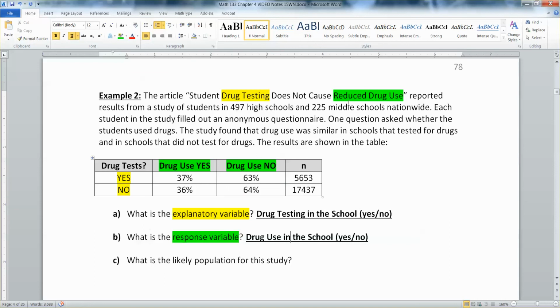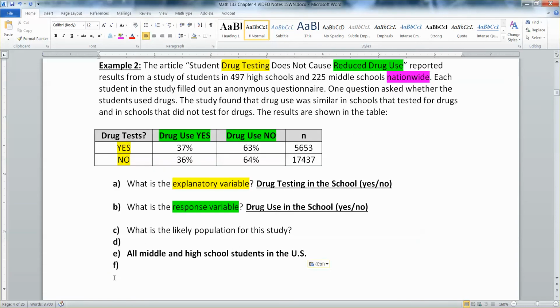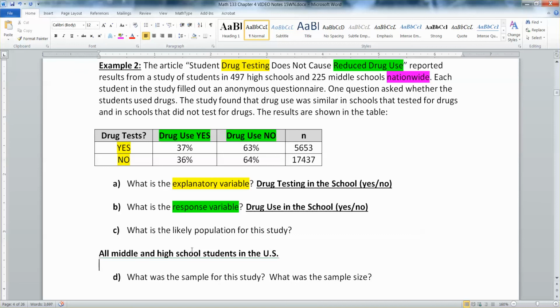Now the population, you can tell from the word they used, nationwide. Right here, the word nationwide. They say they're testing a whole bunch of students, middle school and high school students nationwide, which means they're interested, one would assume since this was a University of Michigan study, by the way, I believe, almost positive it was University of Michigan, then they're interested in all middle and high school students in the U.S. because Michigan's in the U.S. So the population would be all middle school and high school students in the entirety of the nation of the United States.